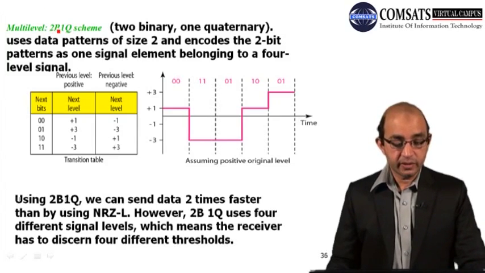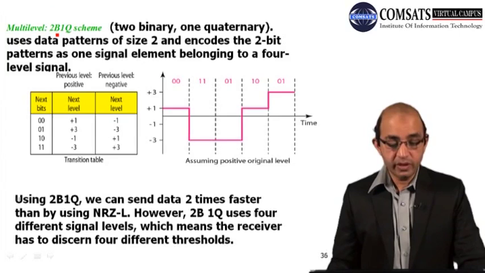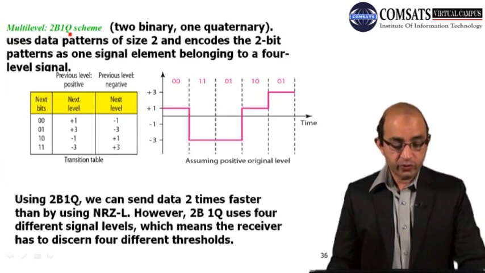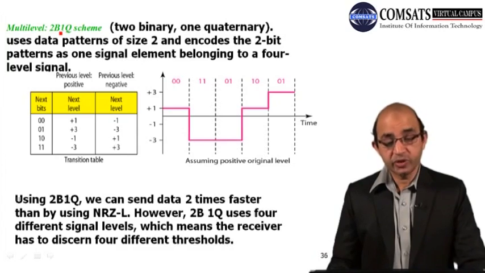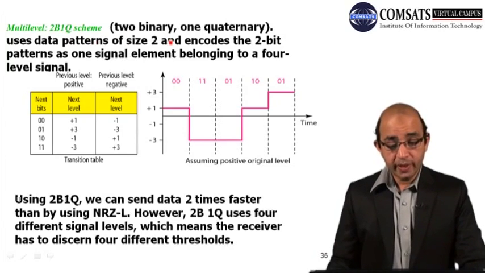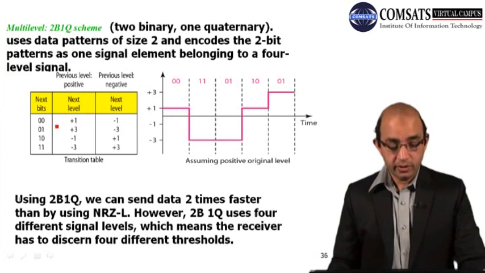So the tag is 2B1Q. We are going to represent 2 bits with 1 signal. 2 binary, 1 quaternary uses a data pattern of size 2 and encodes the 2-bit pattern as 1 signal. So we are going to use 1 signal, right? So this is the transition table.